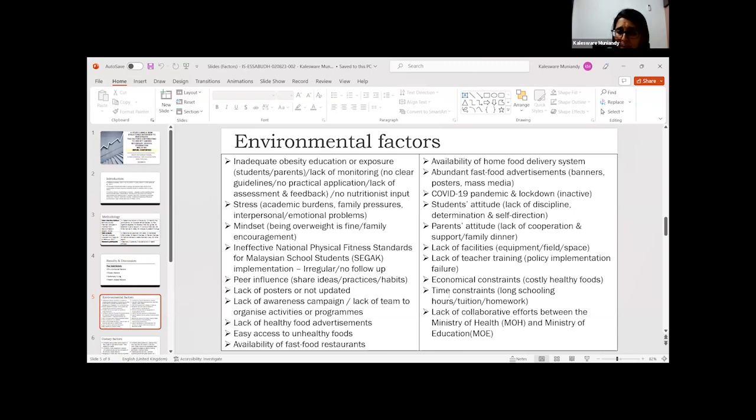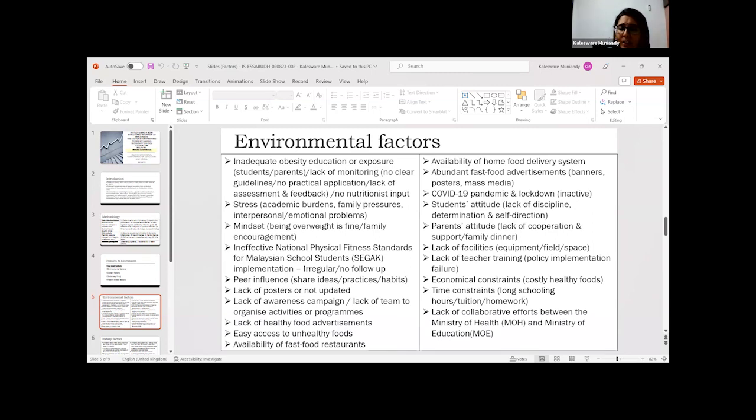A lack of facilities, sometimes equipment, field space are not there in schools, not there in residential areas. Lack of teacher training, especially when government implement new policies, the teachers are not trained well to implement those policies, leading to implementation failure. Economic constraints. Healthy foods are actually very expensive compared to unhealthy foods. So students tend to stack up their home with so much unhealthy food.